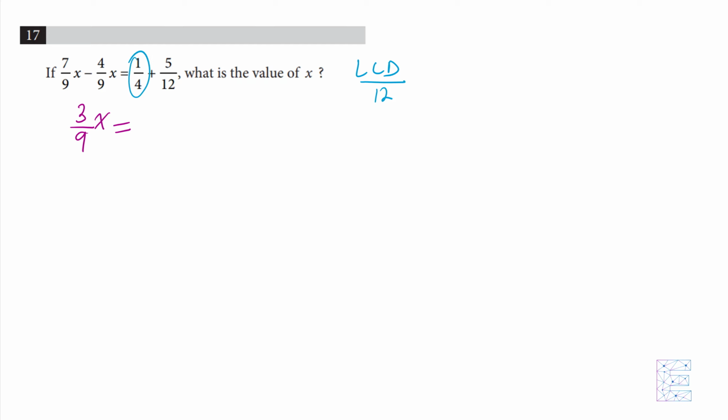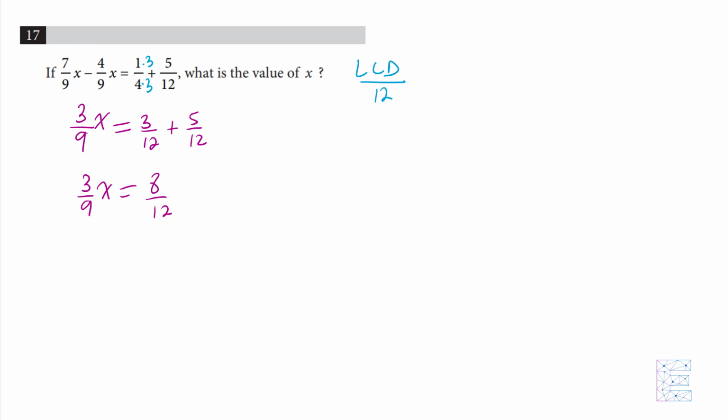So we need to make this 1/4 have a denominator of 12. Why don't we multiply the denominator by 3? And if you do that to the denominator, you have to do that same exact thing to the numerator. So then we would have 3 over 12 plus 5 over 12, which becomes 8 over 12. And of course, we still have the 3/9x on the left side.